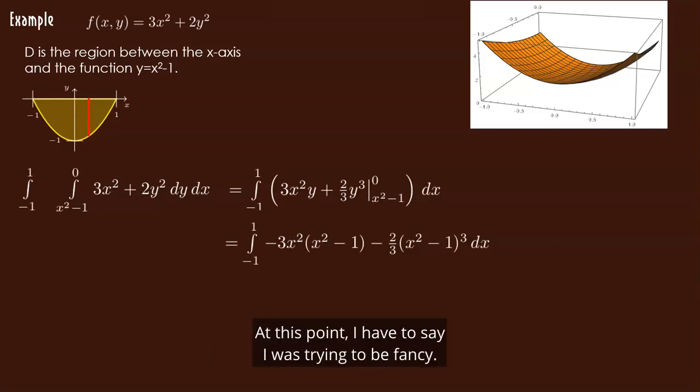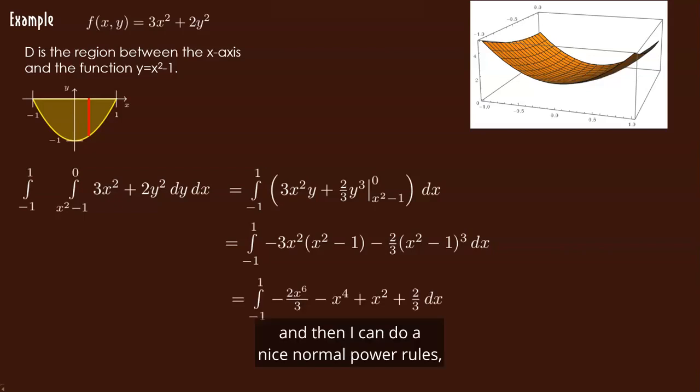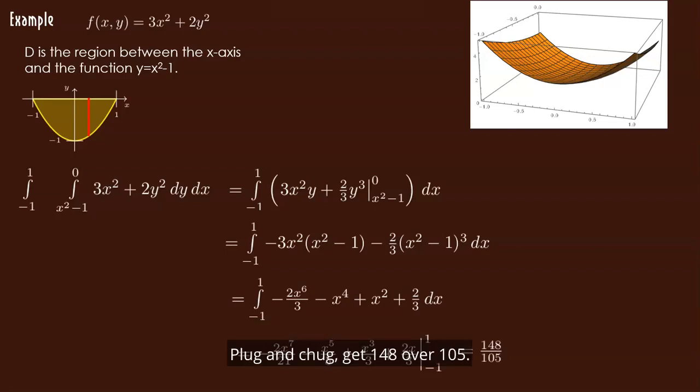At this point I have to say I was trying to be fancy. I tried to figure out how to integrate x squared minus 1 cubed using a trig sub or something cutesy, and then I just said, screw it. I'm just going to multiply that out. And then I can do a nice normal power rule, gross fractions, but hey, they're just fractions. Plug and chug, get 148 over 105.